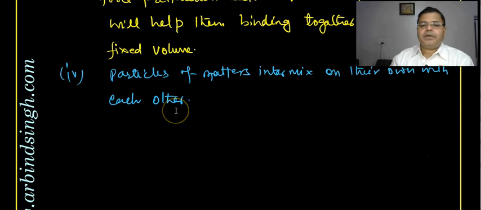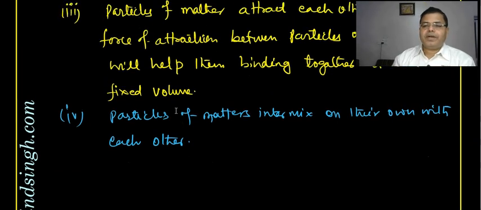This happens because there are two different types of matter and they have different types of spaces in between. So even though the particles are intermixing, two different types of particles are intermixing together. That process is called diffusion.